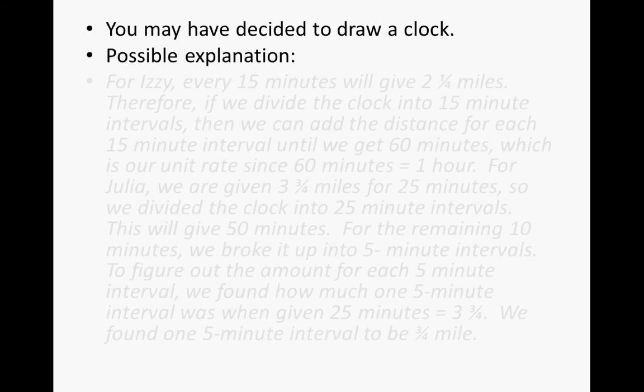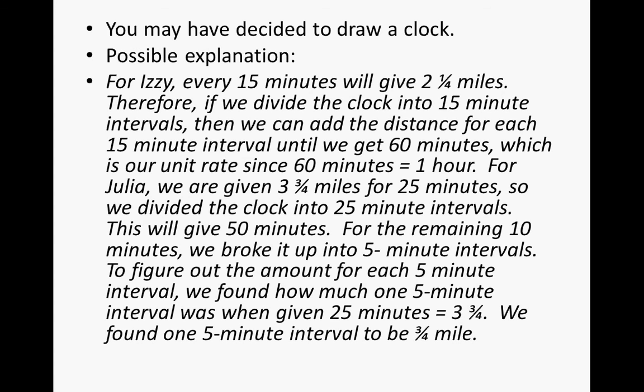You may have also decided to draw a clock. Here is a possible explanation. For Izzy, every 15 minutes will give 2 1/4 miles. Therefore, if we divide the clock into 15-minute intervals, then we can add the distance for each 15-minute interval until we get 60 minutes, which is our unit rate, since 60 minutes is 1 hour.